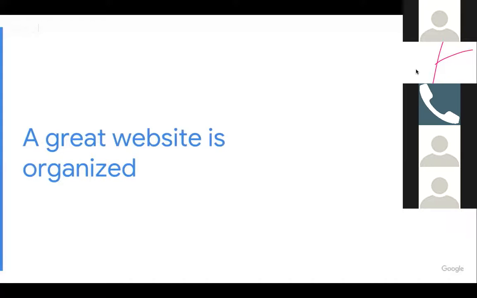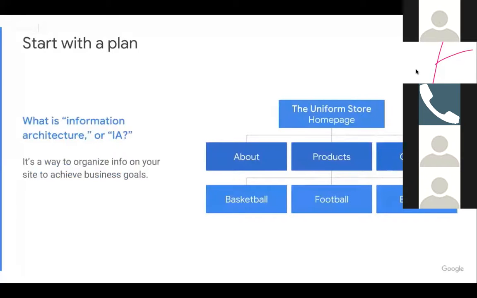Let's take a look. You may have heard the term information architecture, or IA. It sounds technical, but you don't need to be a website designer, programmer, or architect to create one. Simply put, information architecture is a plan to organize the information on your website. Your IA will map out sections, pages, and functionality of your website.